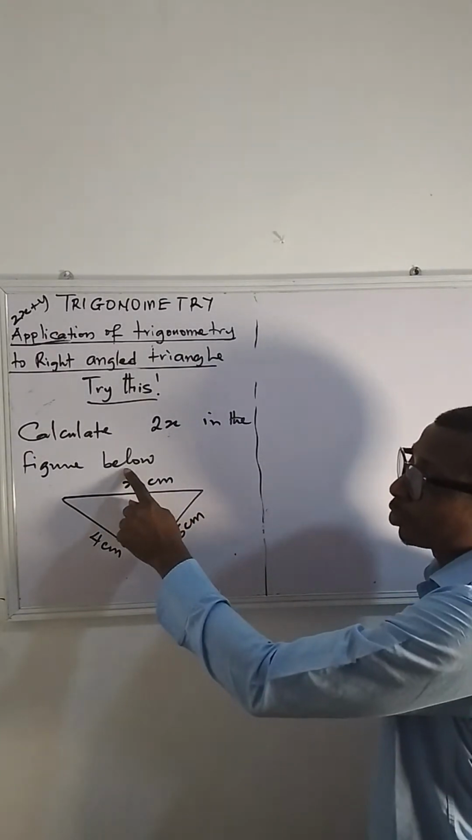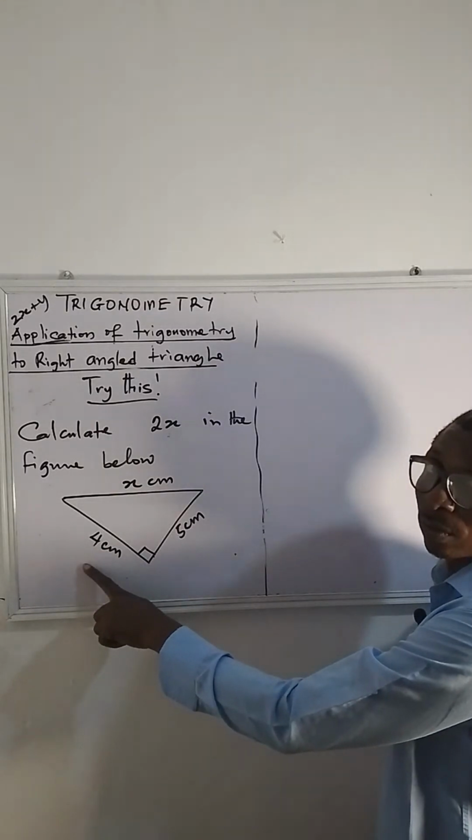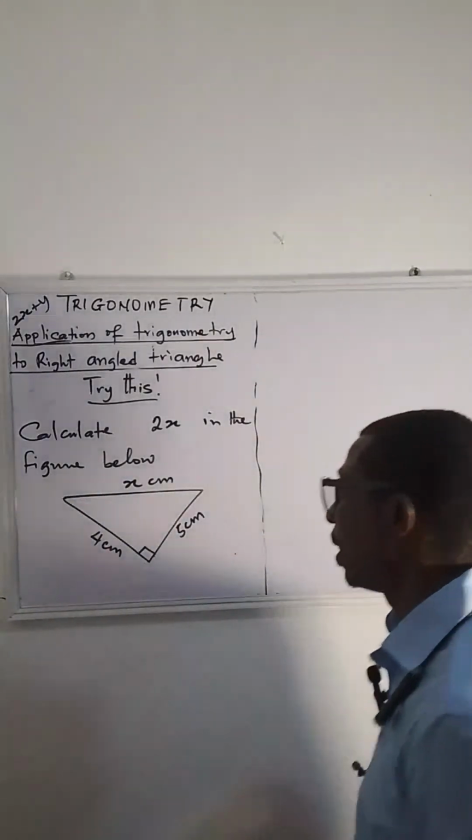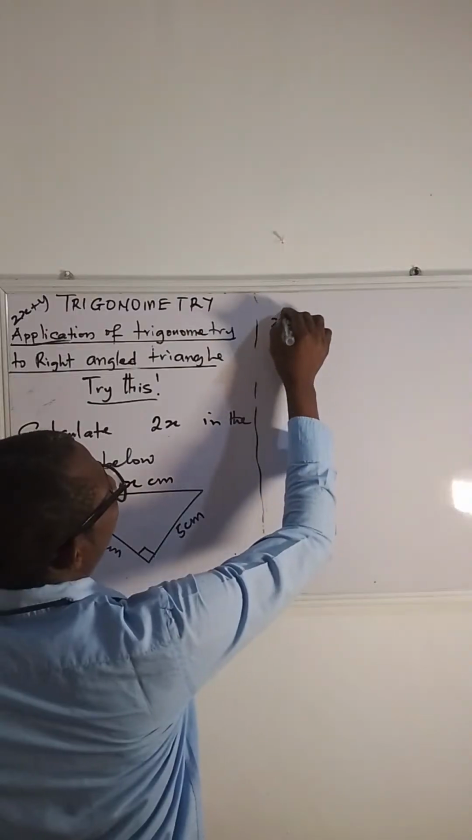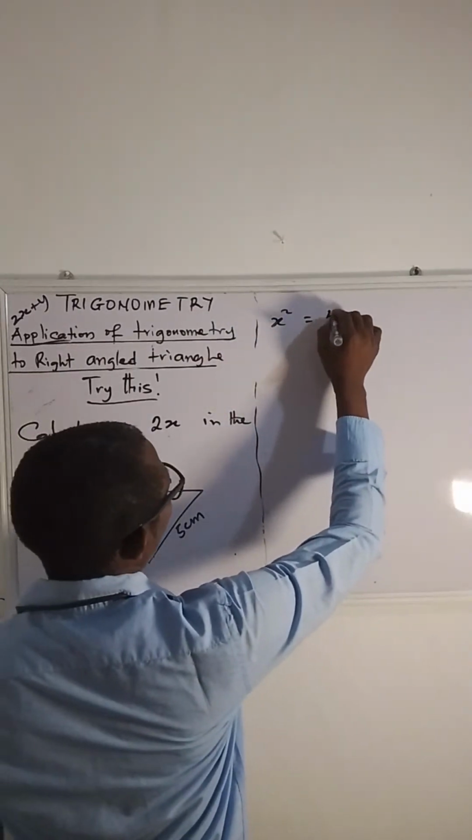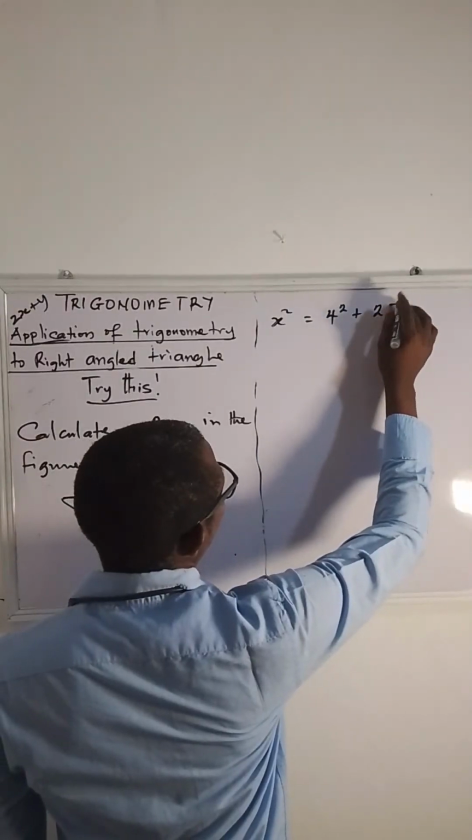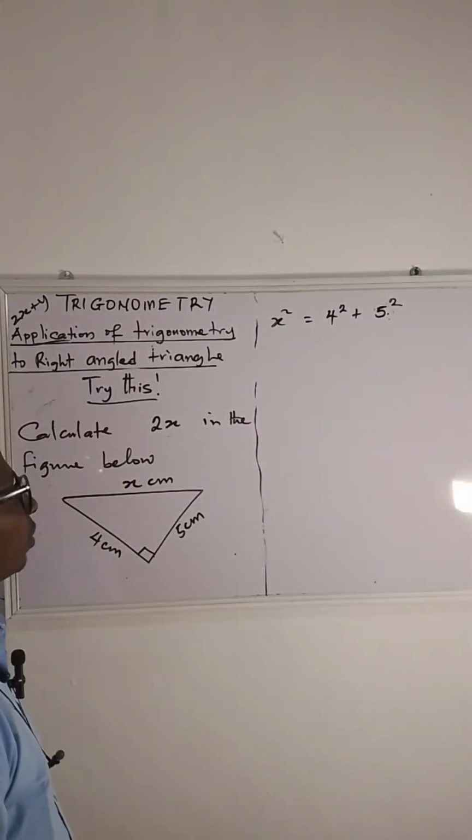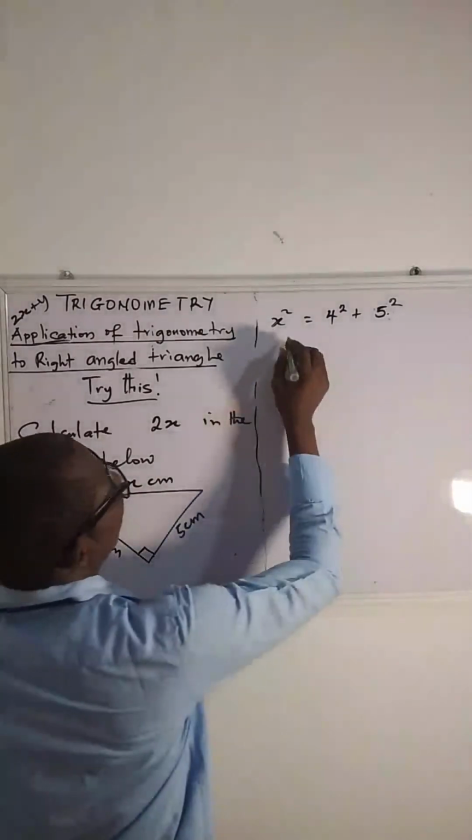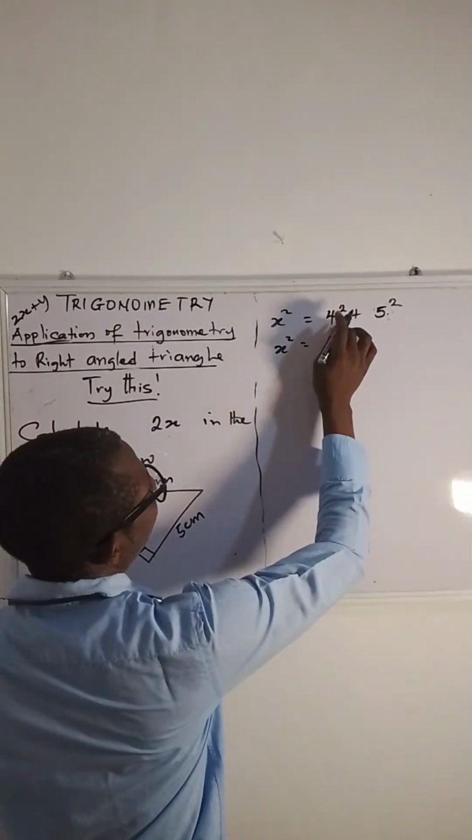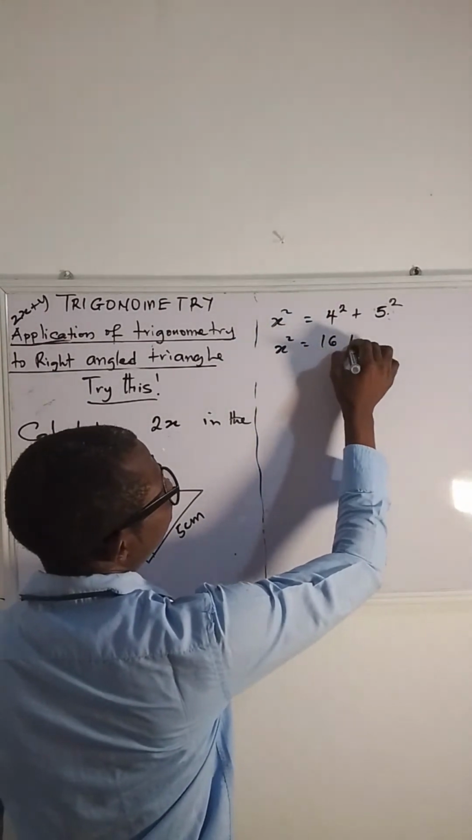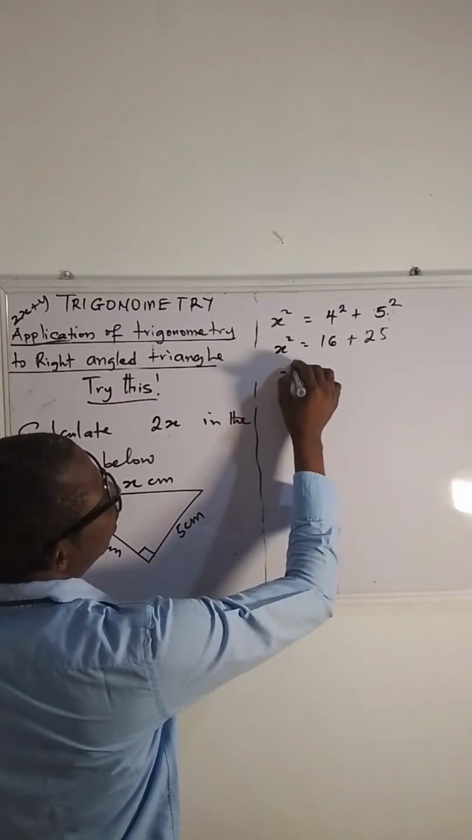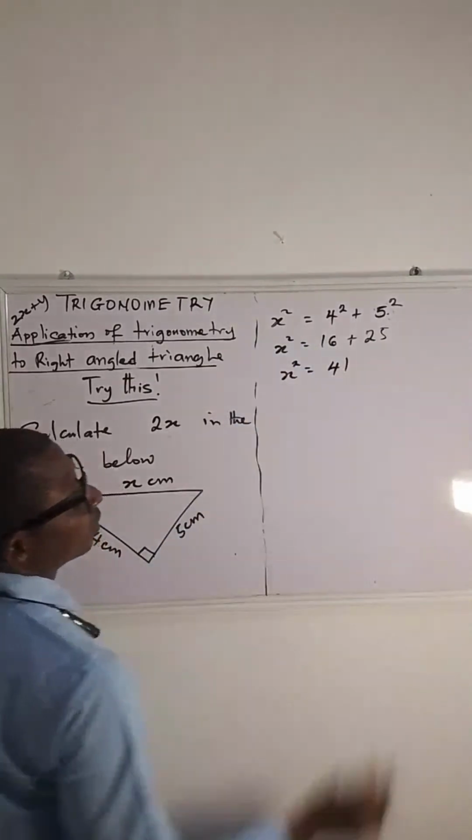So I'll just say hypotenuse square equals opposite square plus adjacent square. That's all. So now here I'll be writing x square equals 4 square plus 5 square, sorry. Hope we get that. So now we have x square equals 4 square is 16 plus 25. So when you add this together, you have x squared equals 41.